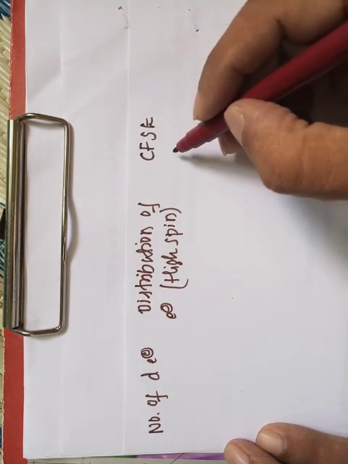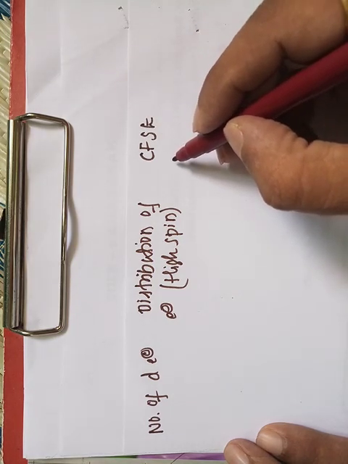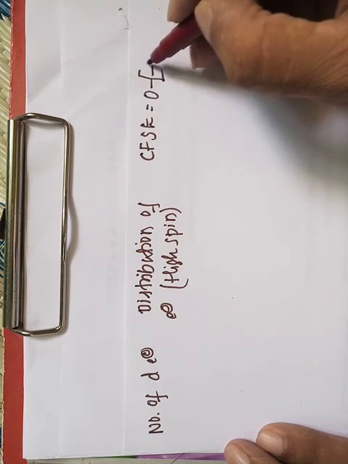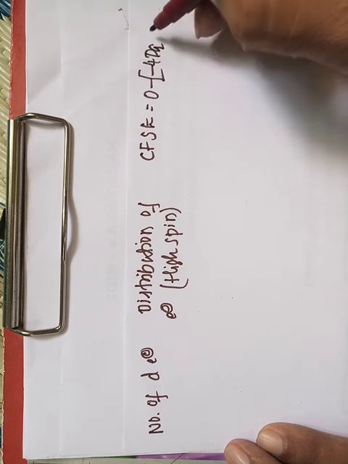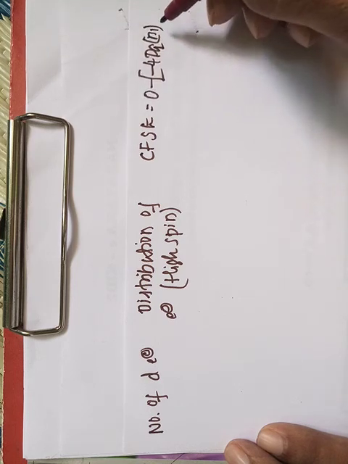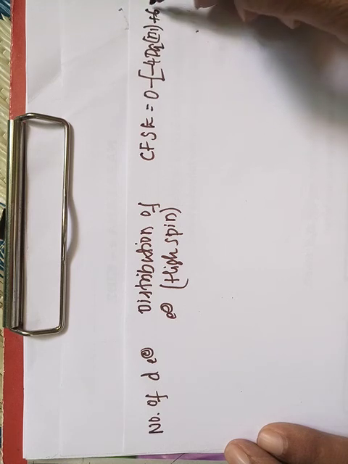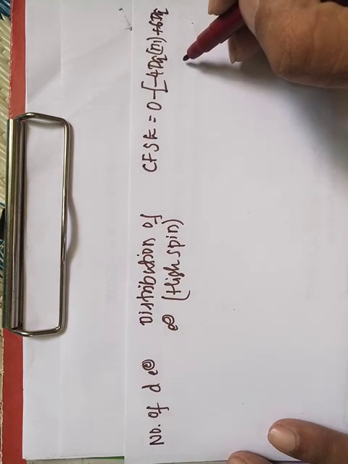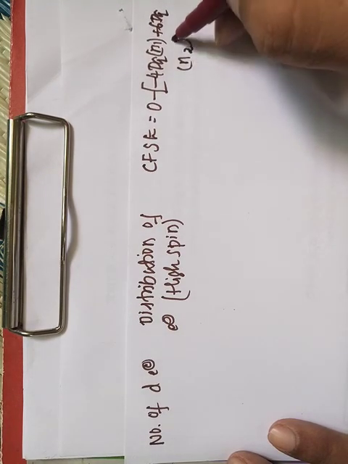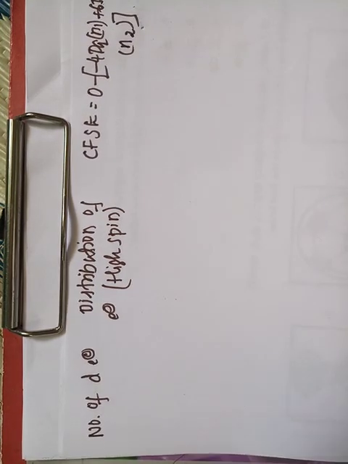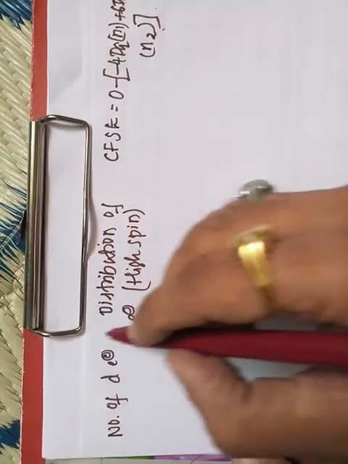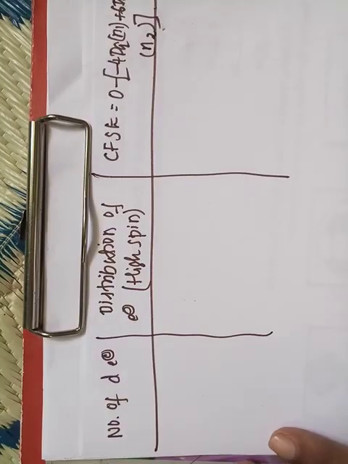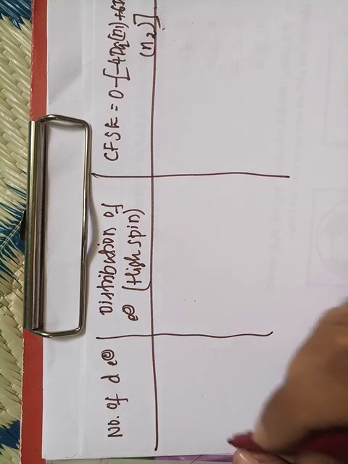The CFSE for high spin complexes is given by 0 minus 4 Dq into n1 plus 6 Dq into n2. So let us calculate the crystal field stabilization energy for some of the complexes.